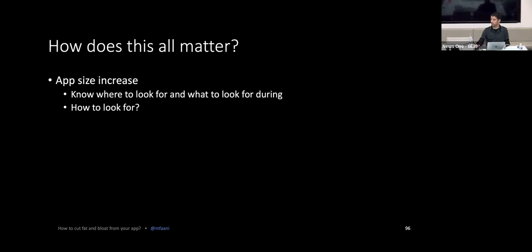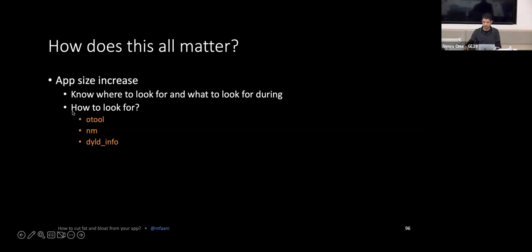So how does this all matter? Well, it affects the app size because we want to know where to look and how to look for it. We haven't exactly answered the question of how to look for that, but otool is one tool, and size is another, dyldinfo is another. dyld is a dynamic linker, ld is a linker. This also affects app launch, which we discussed. If anybody's more interested in that, there's a WWDC talk about app launch, look into that.